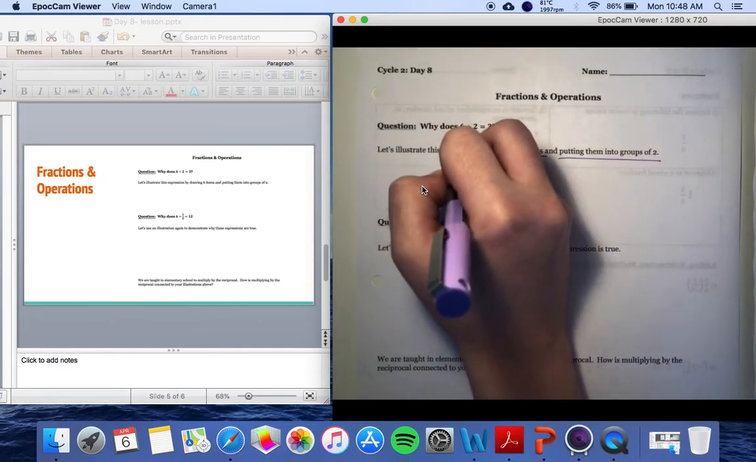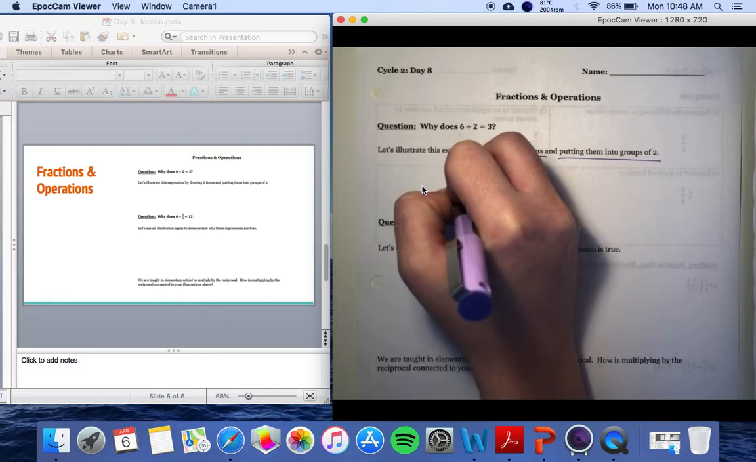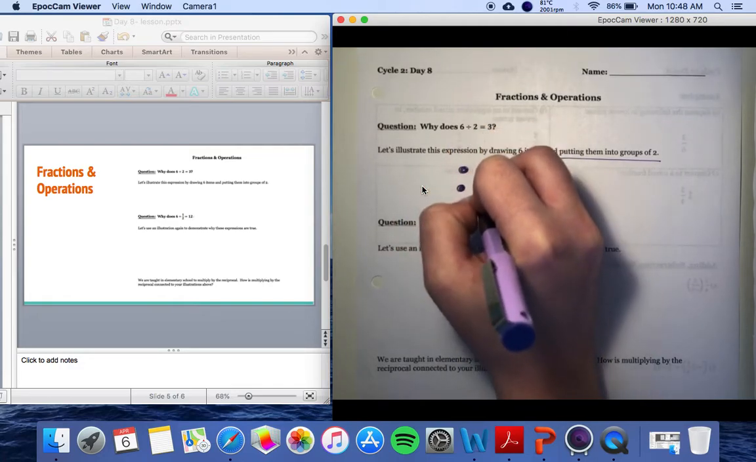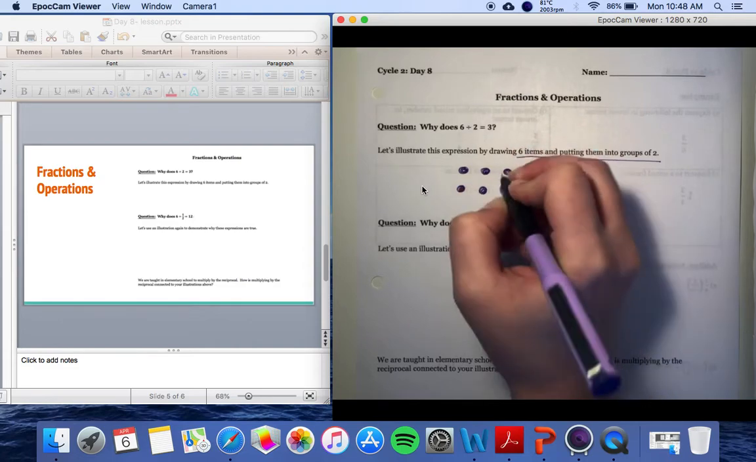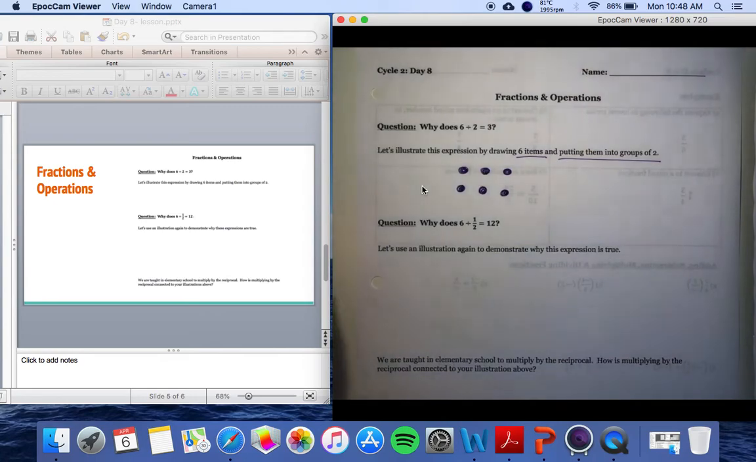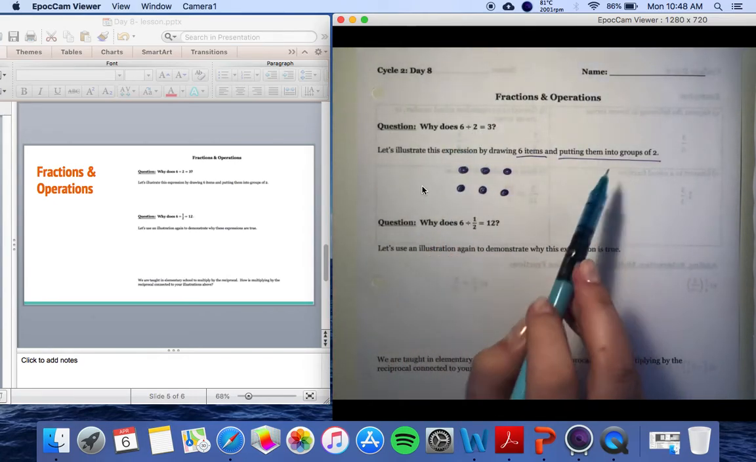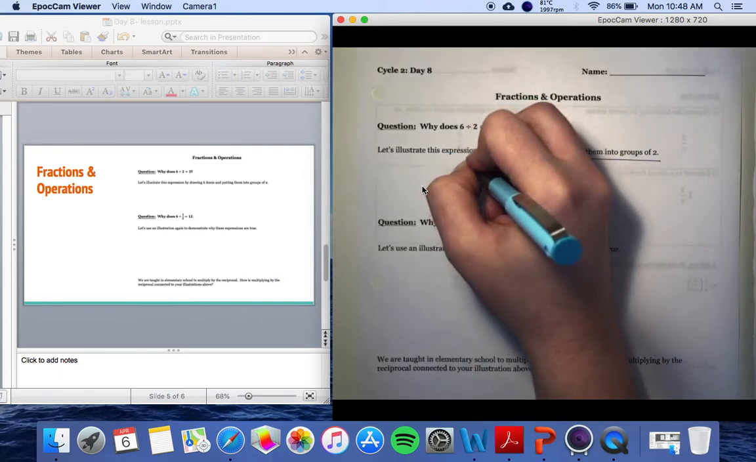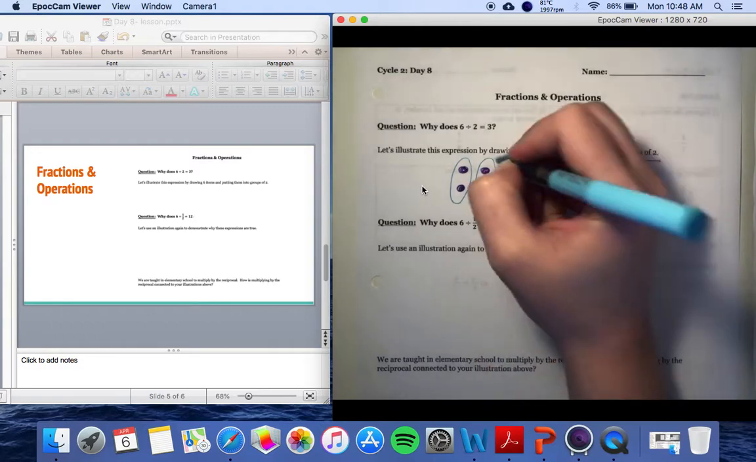So let's just draw our 6 items here. So I'm going to draw 6 circles. So 1, 2, 3, 4, 5, 6. Now, if I were to divide 6 into groups of 2, essentially, so let's just divide these. So dividing my 6 circles into groups of 2.